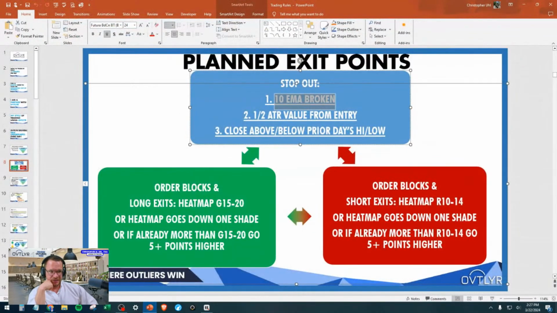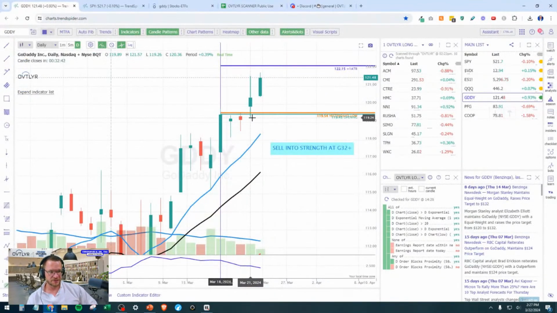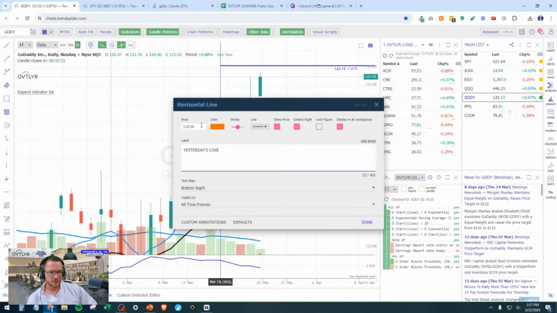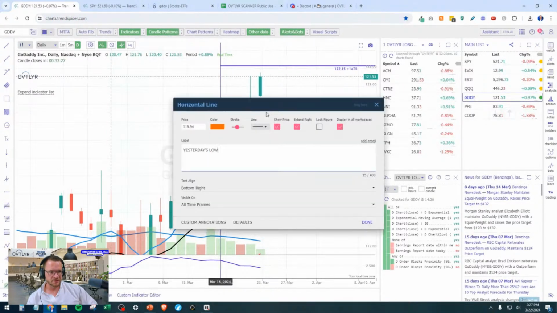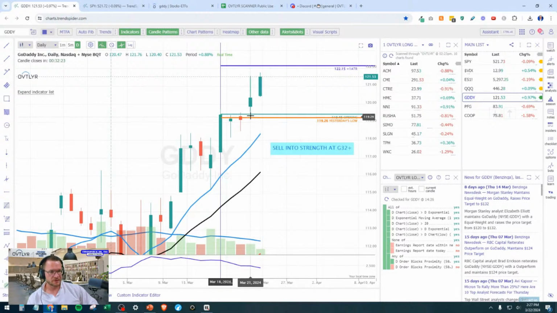because it's not the 10 EMA broken, not the half ATR broken, and it's not closing below yesterday's low, right? Yesterday's low is right here. Now, oh, actually, yesterday's low, we need to move a little bit. 120.40. Wait, hold on. 119.26. I must have moved it or something. All right, there's yesterday's low. So it's not below that point.